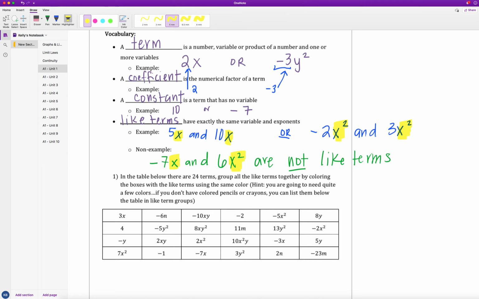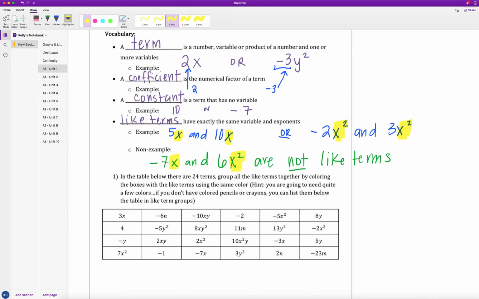I'm not going to tell you how many different groups there are. I just want you to go through all 24 terms and think about which ones are like terms together, and group those either by coloring each box with the same color, or by listing the like terms together. So try that and then we'll check it together.